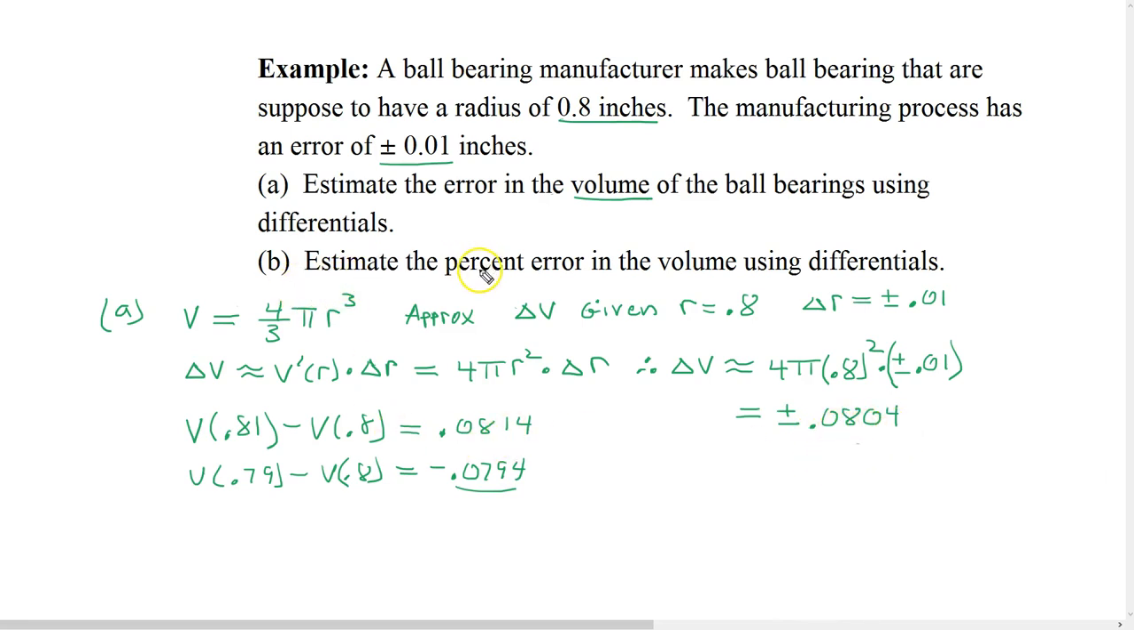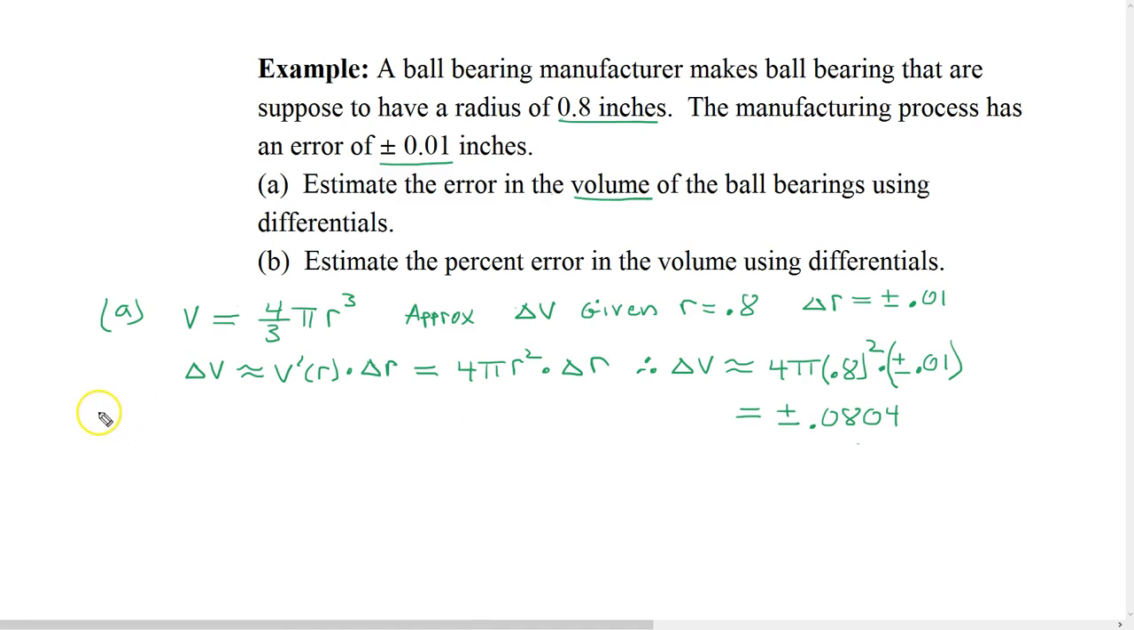Now let's take a look at part B, where we want to estimate the percent error in the volume using differentials. For part B, our percent error is equal to our change in volume divided by the volume that we want times 100%. So this is what we need to approximate.